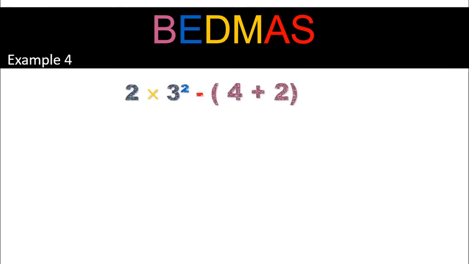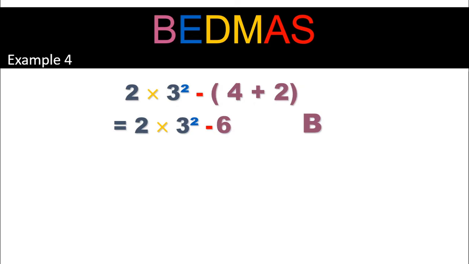Let's try another one. This time we've got brackets, and we have a little 2 up there. That's an exponent. So, starting with B, starting with the brackets, we'll work out what's inside those brackets, and that's an addition, 4 plus 2, which is 6. But I'm not just going to write 6 down. I'm going to copy down all the terms from the calculation above. So 2 times 3 squared minus, and that's where I put my answer, minus 6.